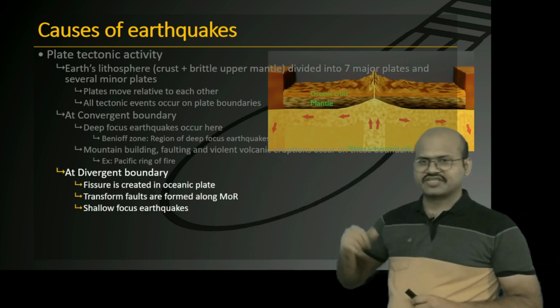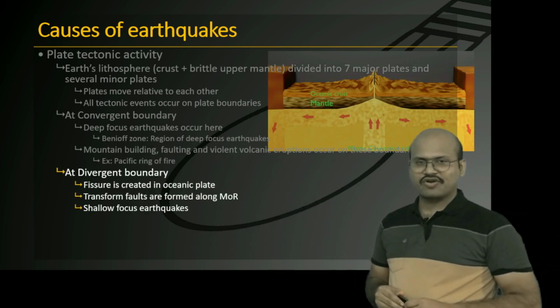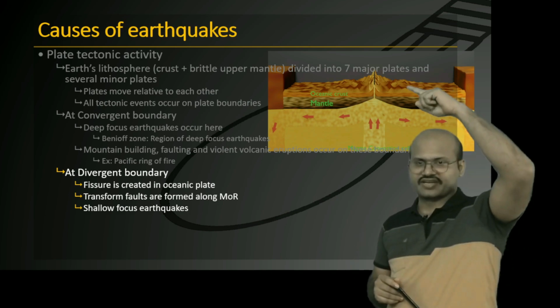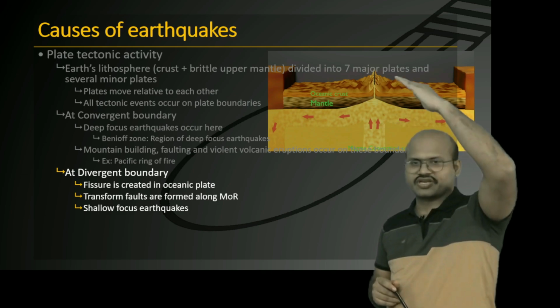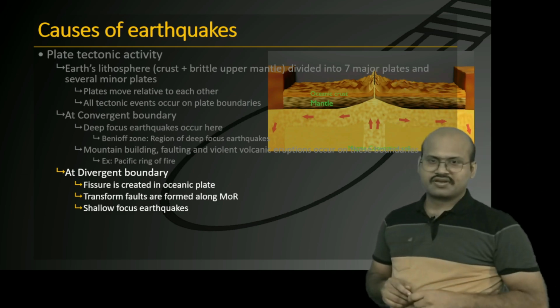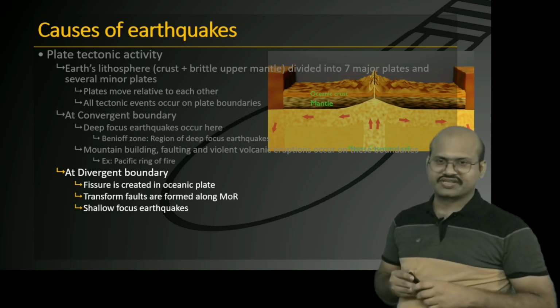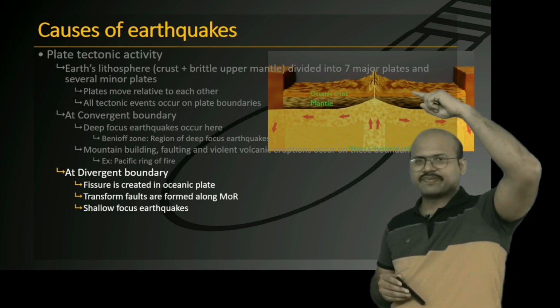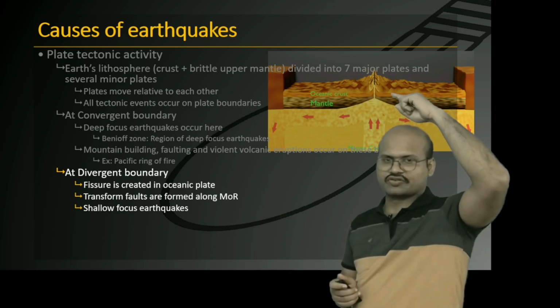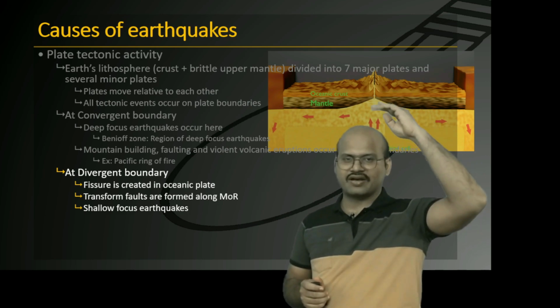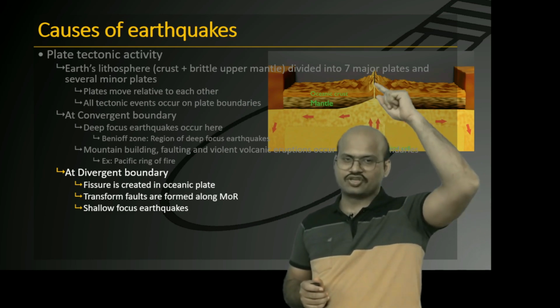Next is a divergent boundary. A divergent boundary is created when two plates move away from each other. A fissure is created and lava comes to the surface from these fissures. A lot of transform faults are also seen on the mid-oceanic ridges. At these boundaries, we see only shallow earthquakes because the plate is very thin here. You can see because of the upwelling magma, the plate has been thinned due to melting.